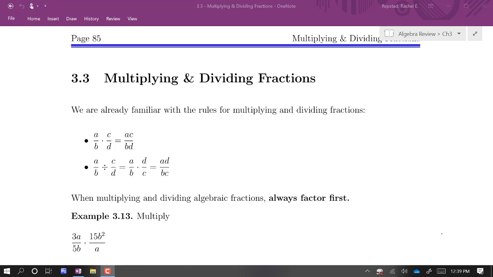All right, in this section we're going to work on multiplying and dividing algebraic fractions. And we kind of already know how to do this. I think we've done some of it before. We're just going to look at some more complicated scenarios.